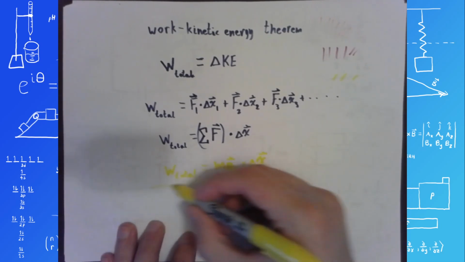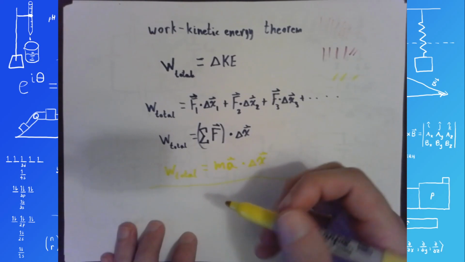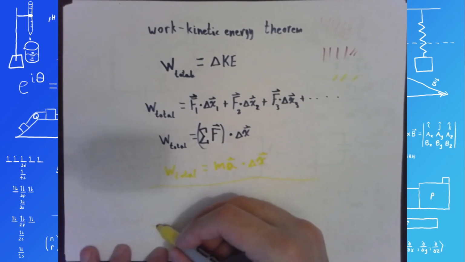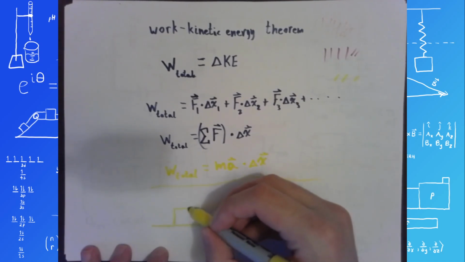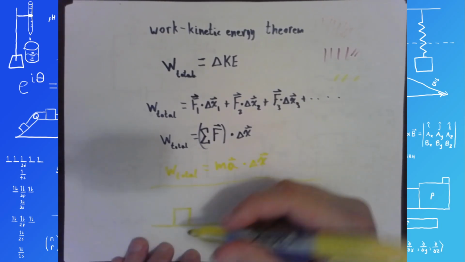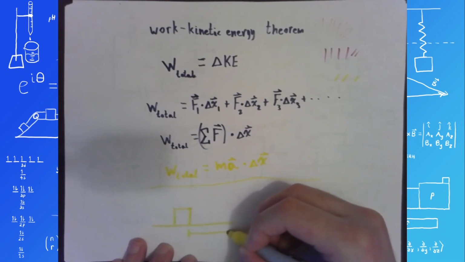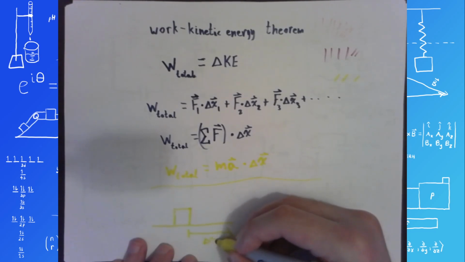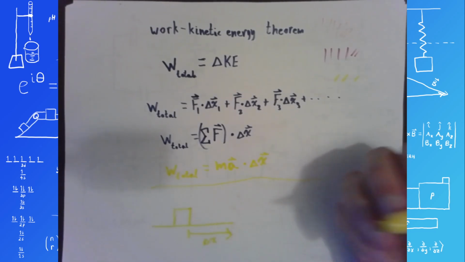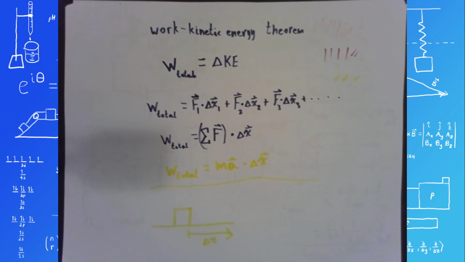Let's assume, for example, that we have an object that's just being pushed in a straight line, just pushed horizontally. Let's say we have an object, there's some net force on it that causes it to move by that much. And let's assume that force is constant the whole time, and let's just take the horizontal component of the net force on this thing.